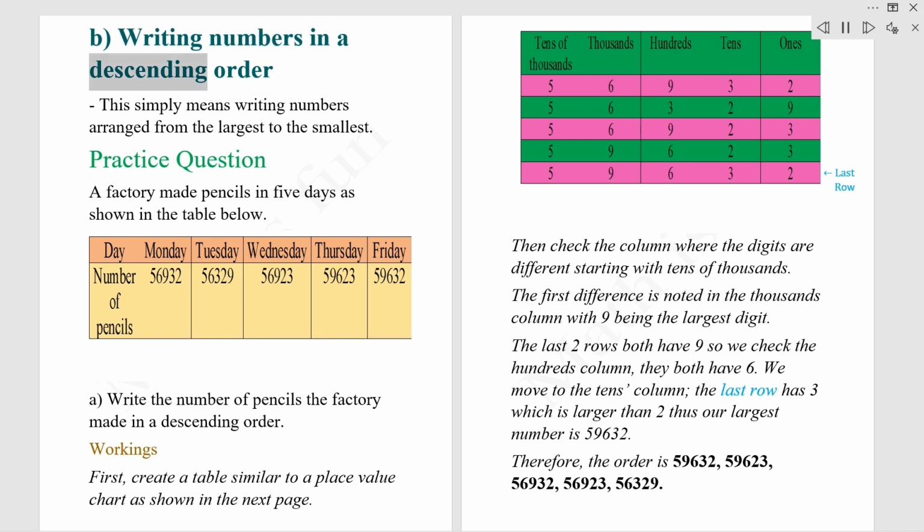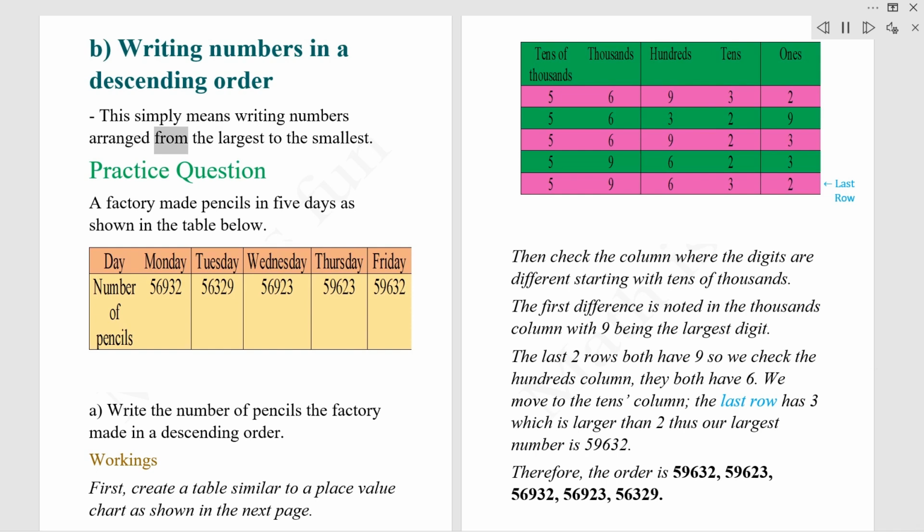B. Writing numbers in a descending order. This simply means writing numbers arranged from the largest to the smallest. Practice question. A factory made pencils in 5 days as shown in the table below. A. Write the number of pencils the factory made in a descending order.